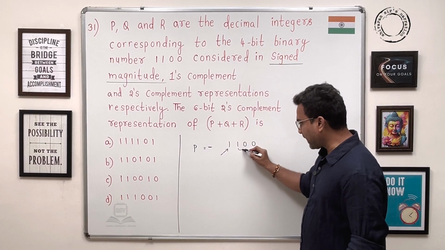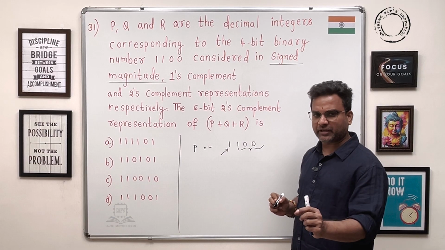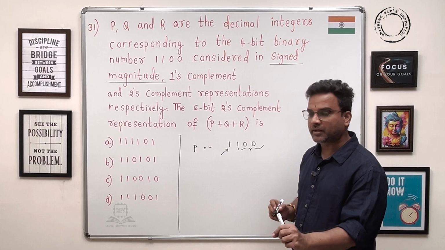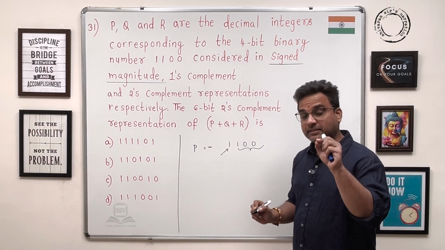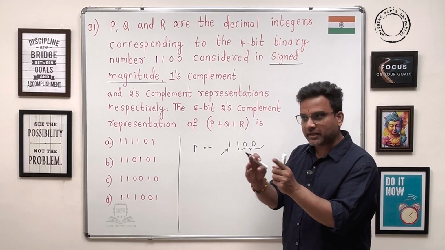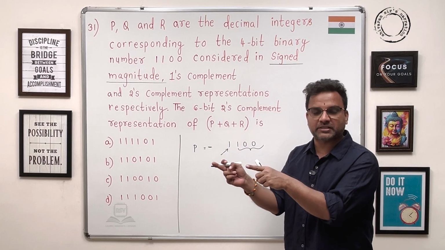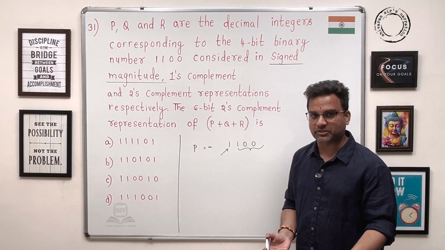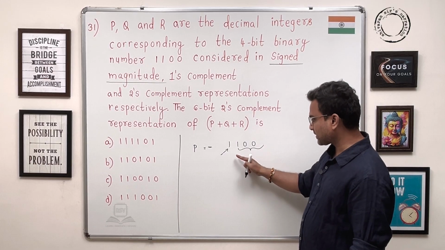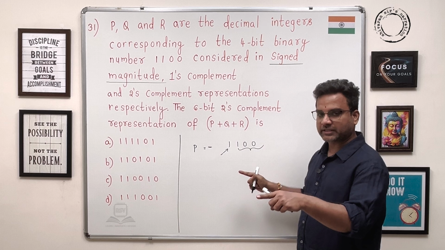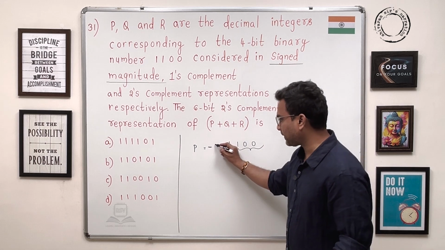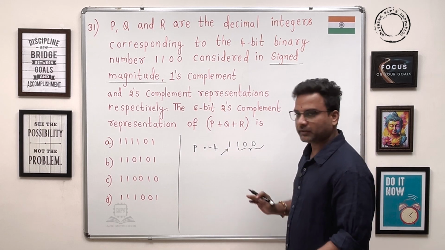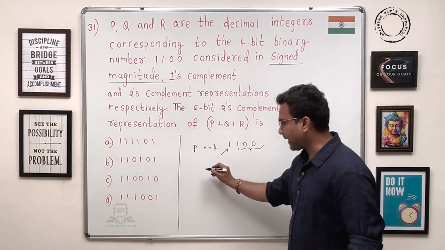And you take the magnitude, because usually in sign magnitude representation the MSB will be the sign information and the remaining bits represent the magnitude. That's the procedure. Fine. So the magnitude is in decimal 4. It's minus 4. Done. Now you take the Q.